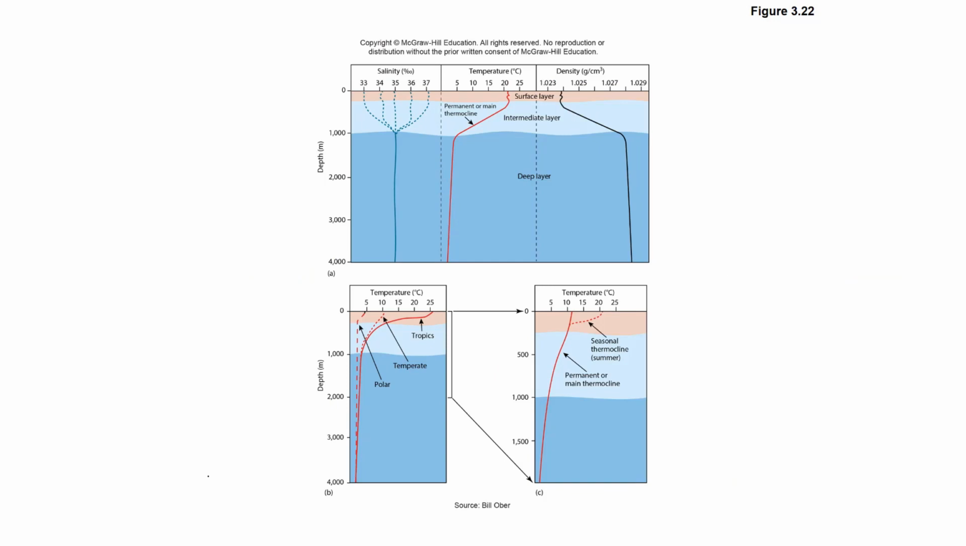Here in this diagram, we can see how salinity varies in the surface waters, but less so in the intermediate and deeper layers. We can also see the temperature change, known as the thermocline, that happens throughout the depth of the intermediate waters. And we can also see how density can vary between those layers.